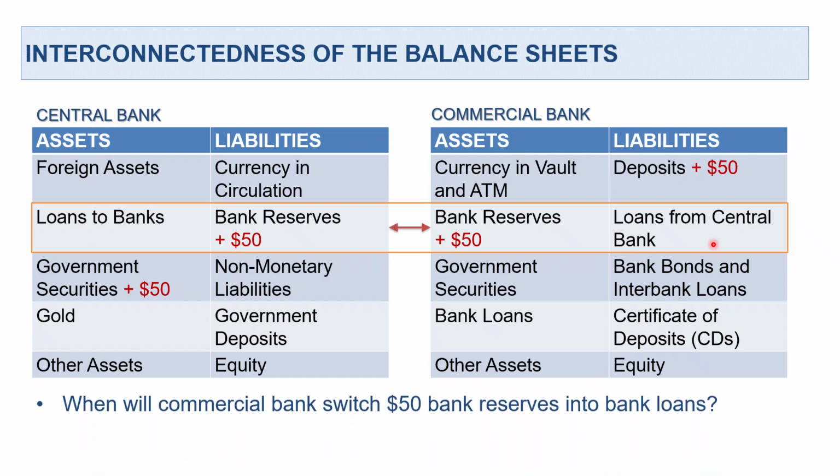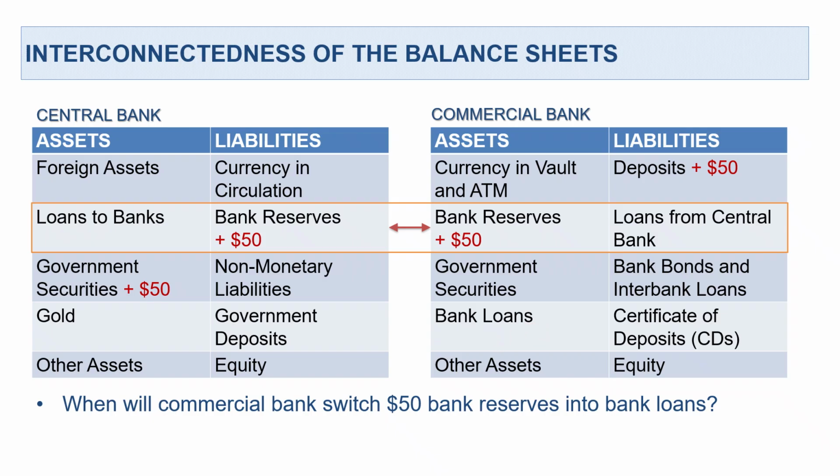And the question is, when will the commercial bank switch the $50 bank reserves into bank loans? Because essentially the bank reserves are not providing any funds or loans to the investors for investment activity. So the bank reserves really don't provide any stimulus to the economy. So what are the conditions under which at least part of these $50 of bank reserves will be transformed into bank loans?